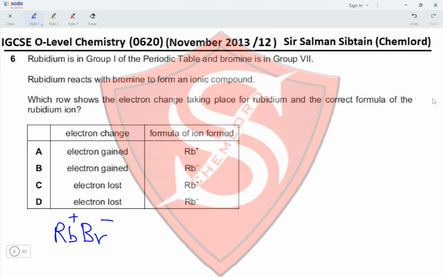So rubidium is a metal, so it will lose electrons and will form an Rb positive ion. So electrons gained is incorrect, electrons lost is correct, and Rb positive is correct, Rb negative is incorrect, making option C the correct option for this question.